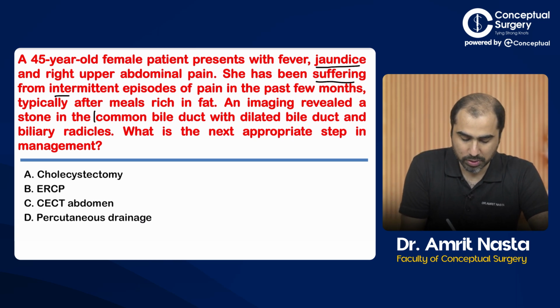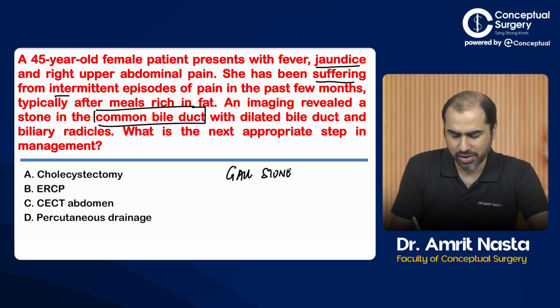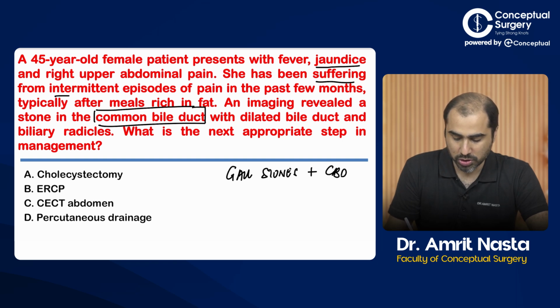So they have given you the diagnosis. There is a common bile duct stone, which means the person is having gallstones. Obviously, whenever you say CBD stone, it has come from the gallbladder only. So one of the stones from the gallbladder has gone into the common bile duct, and this has led to the obstructive jaundice.